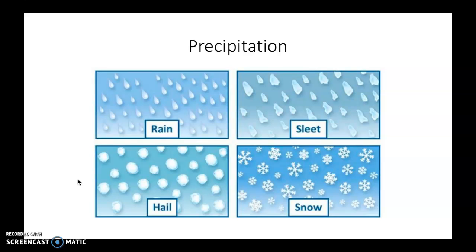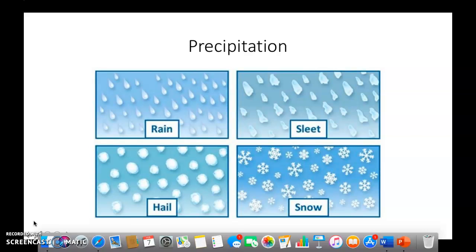Snow is formed when the atmosphere is freezing, and they form up in that atmosphere and they fall to the surface, and they will remain snow as long as the surface is still frozen.